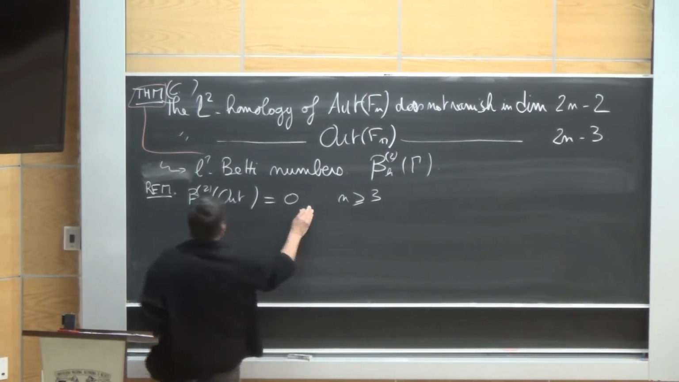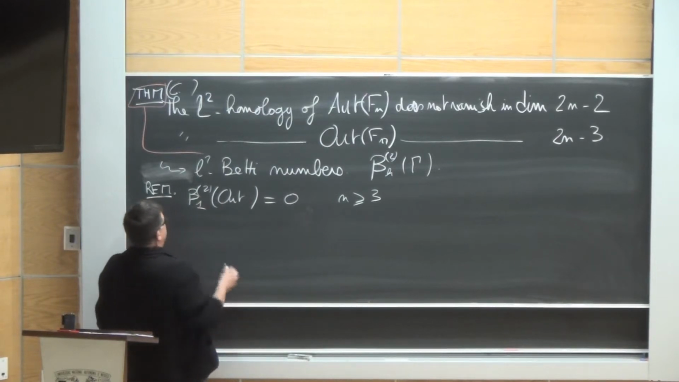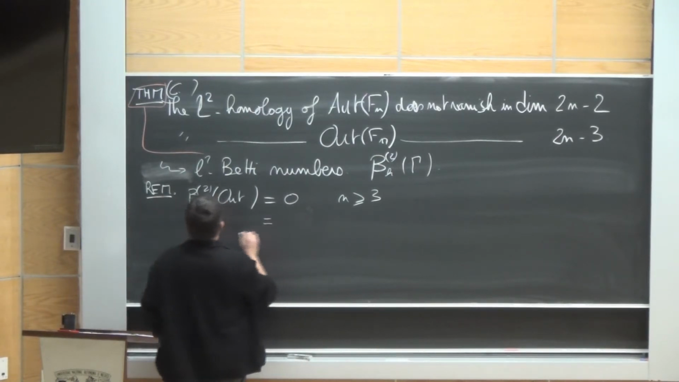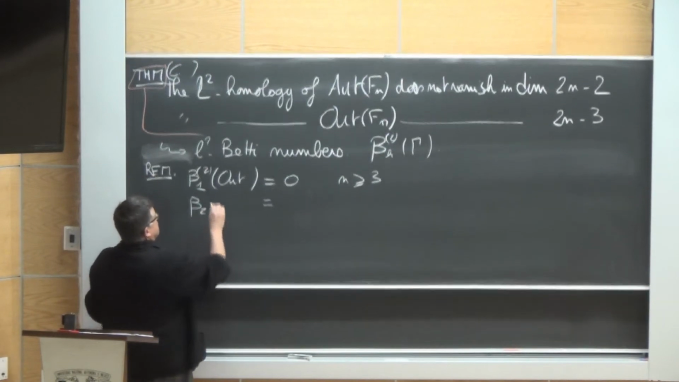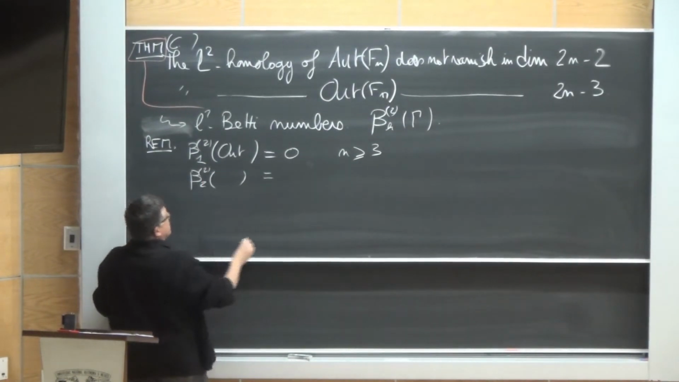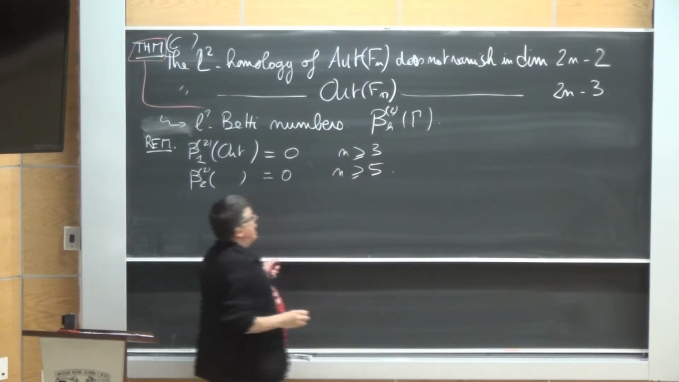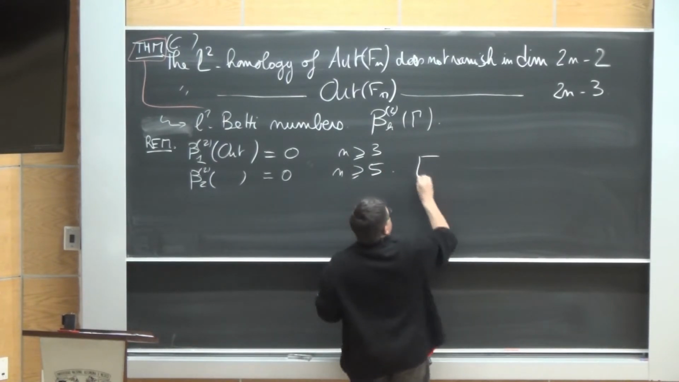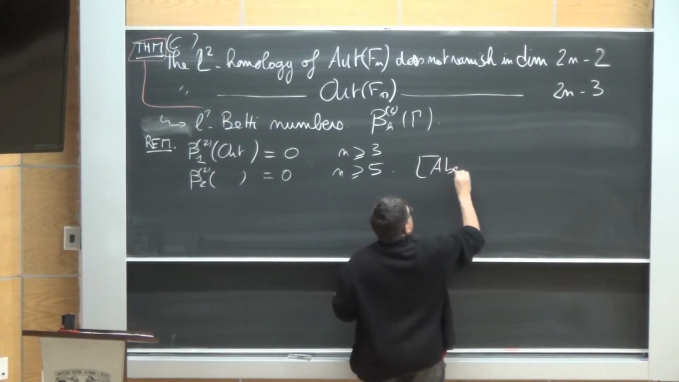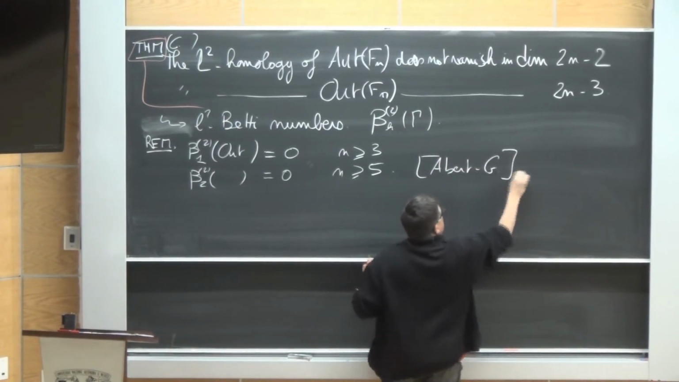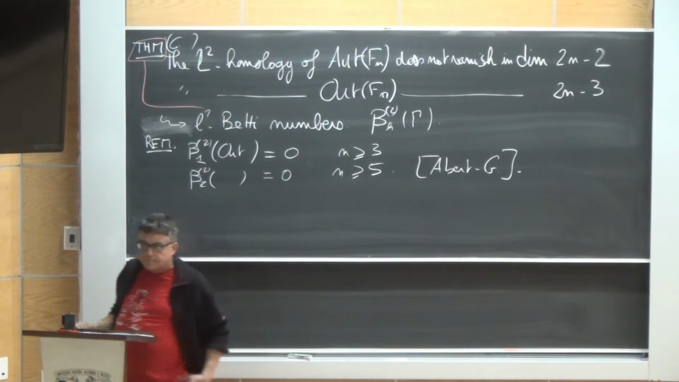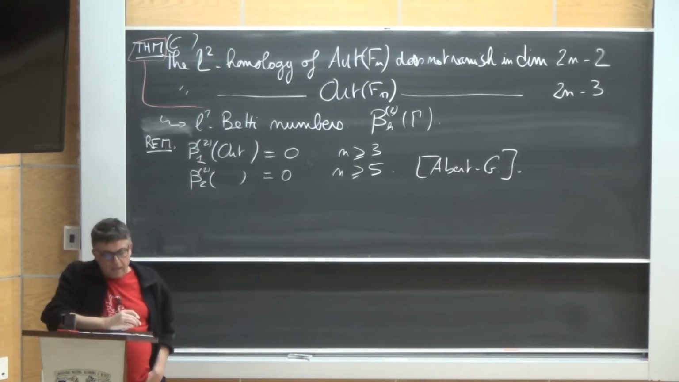Anyway, so this is 0 for n greater than 3, and the second homology vanishes, we know, only for n greater than 5. And this is a common result with Miklos Abert.